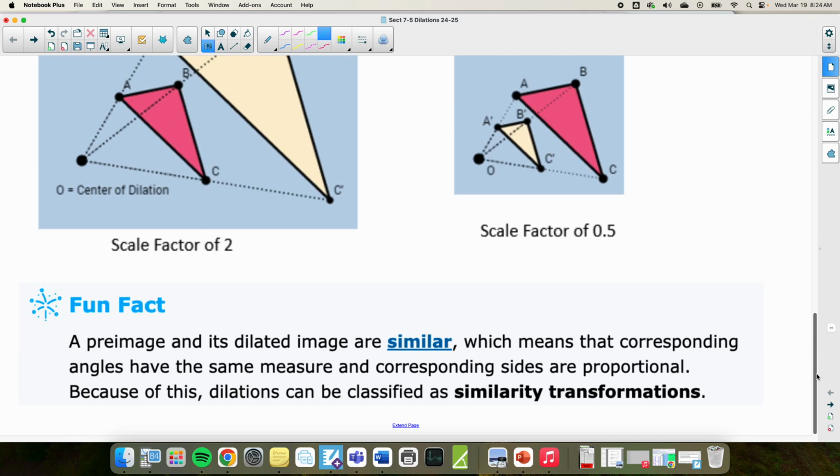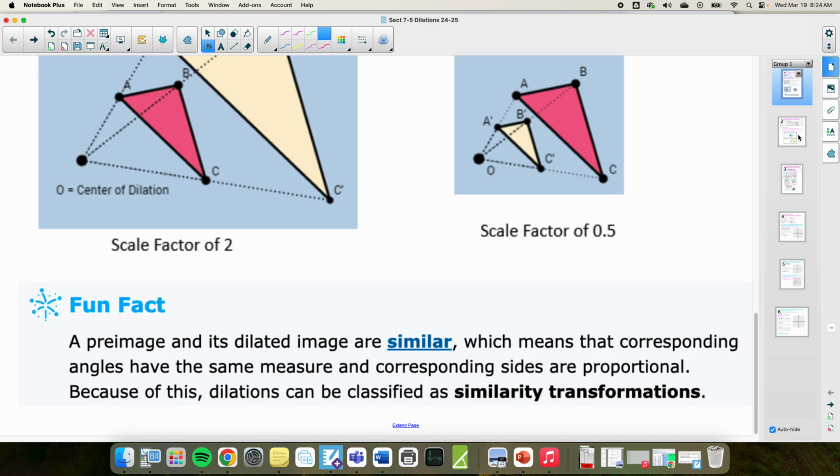So again, when you do these, if you checked all your corresponding angles, they would be congruent. And if you did ratios of the sides, like small over small, medium over medium, large over large, those would all be in the same ratio, okay?